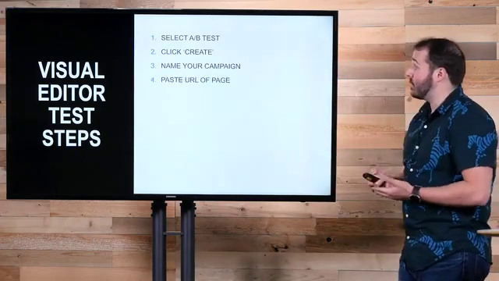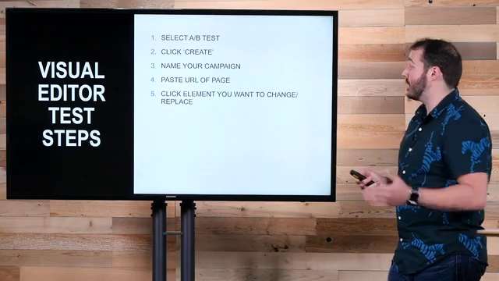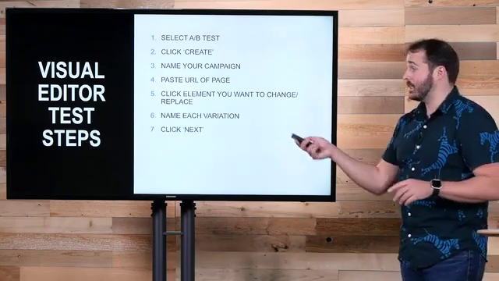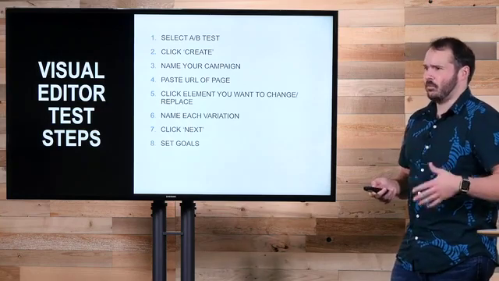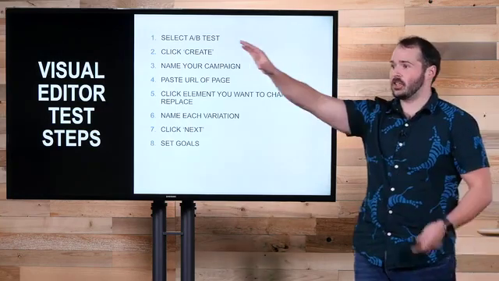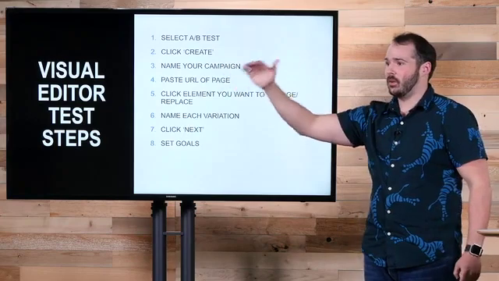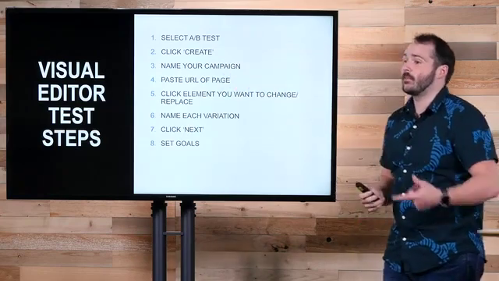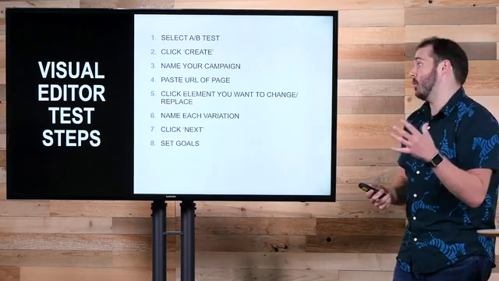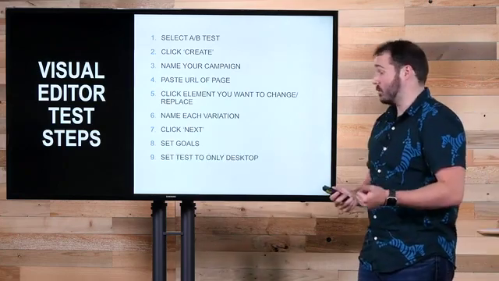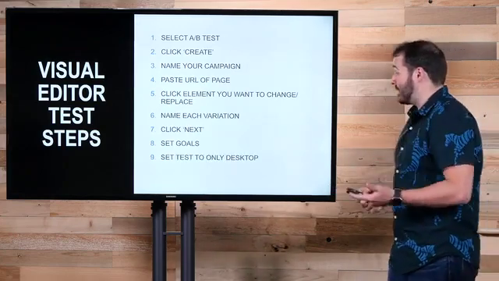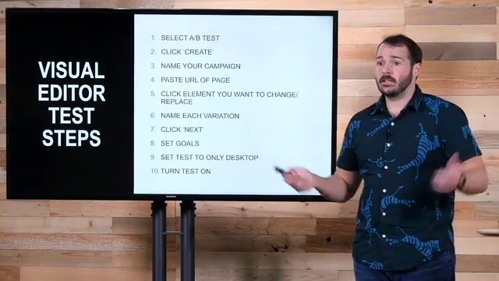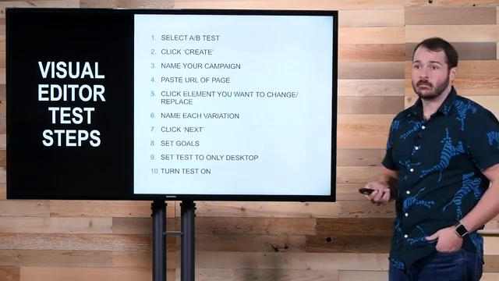Click create. Name your campaign, paste URL of page, click elements you want to change / replace, name each variation. This is key to remind yourself what you changed. Don't just leave it as control either. Say what the control is, like control button text this, because it's easier for referencing later on, especially if you start doing more of these things. Set your goals, so look for that unique identifier. Set test to only desktop, and then turn test on. Bingo, 10 steps. Not that bad.